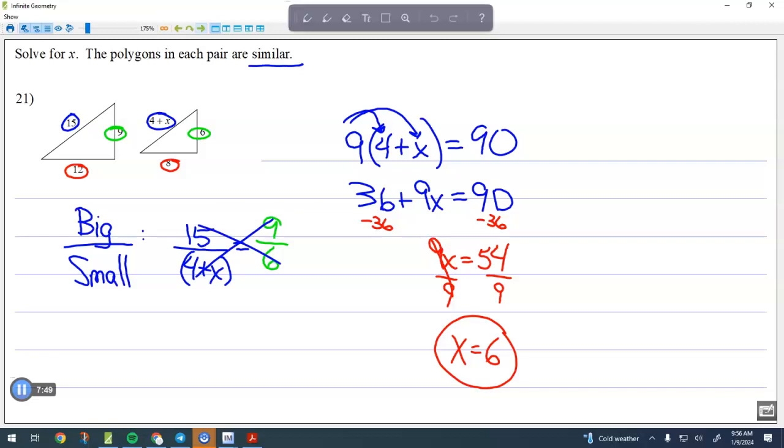Does that setup make sense? Other question on it? Try 22, and I'll go through that one, make sure we're okay, and then I'll give you the rest of the time. Try 22 right now. Is everybody still looking at this?